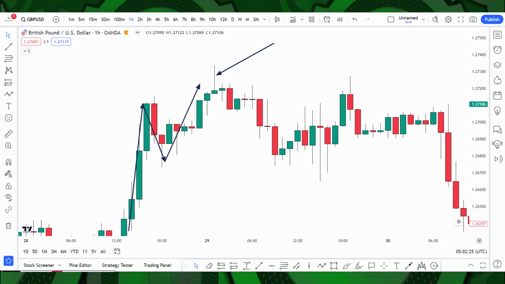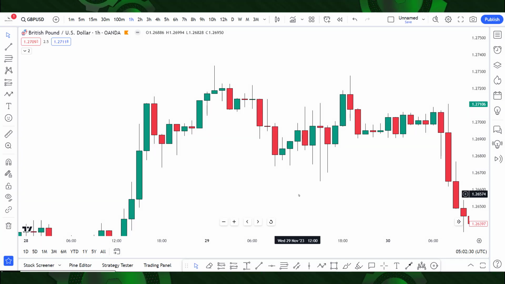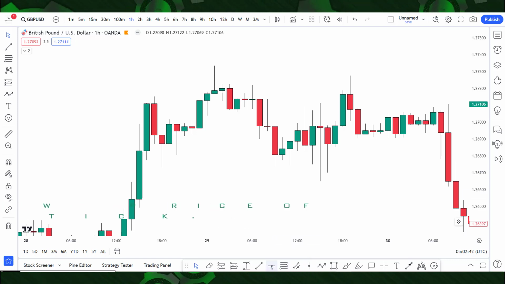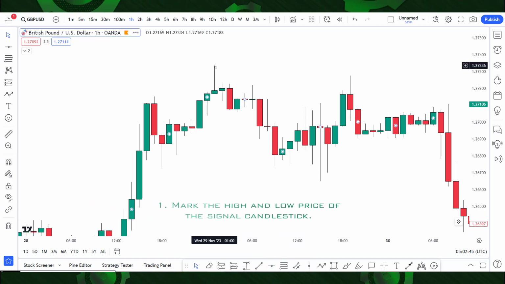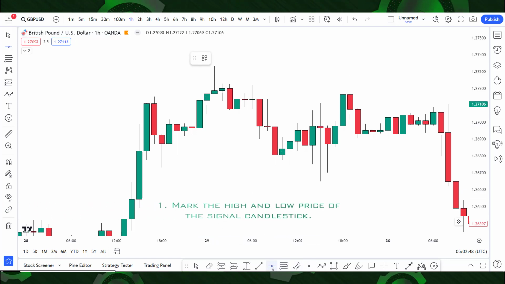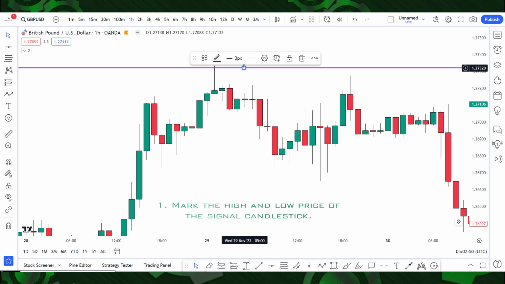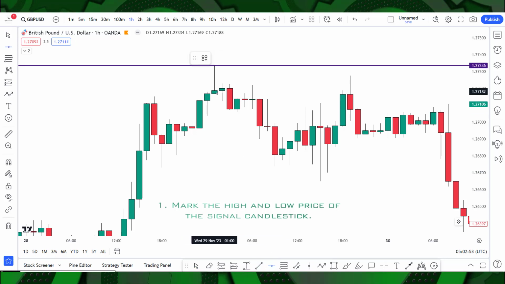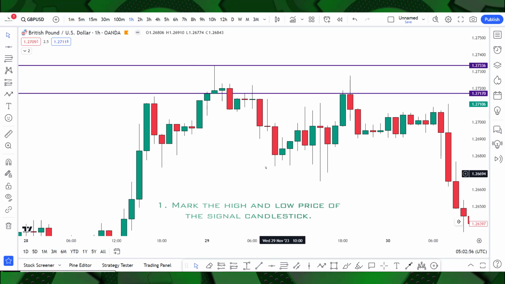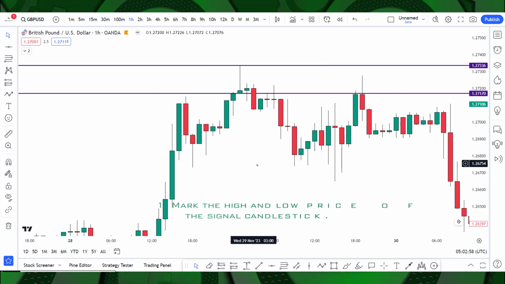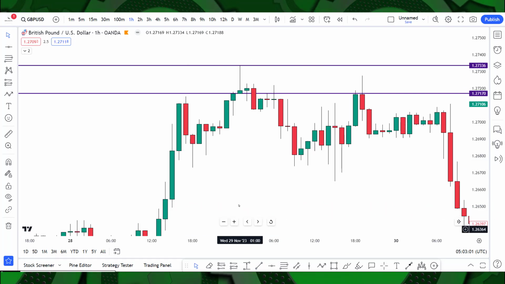Those are the things that we highlighted in my previous video, and today I want to show you how you can trade it in really good time. There are some things that you need to do whenever you want to trade a shooting star. The first thing is to mark the high and the low of the signal candle. You have to jot it down so that you know how to repeat yourself next time.